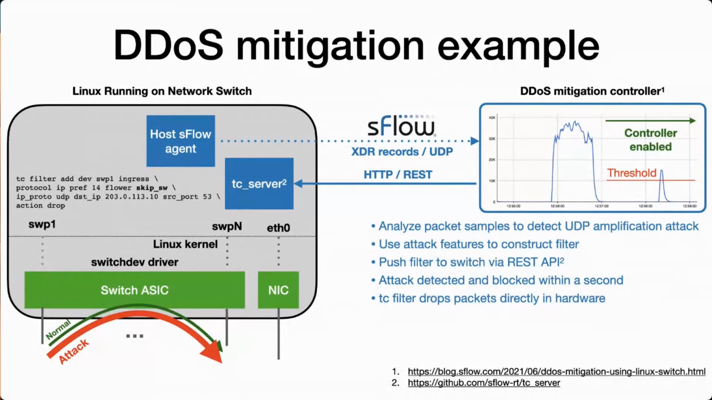The chart shows two attacks. The first is not mitigated. And for the second, the controller is enabled and the attack traffic is selectively eliminated before it even ramps up.